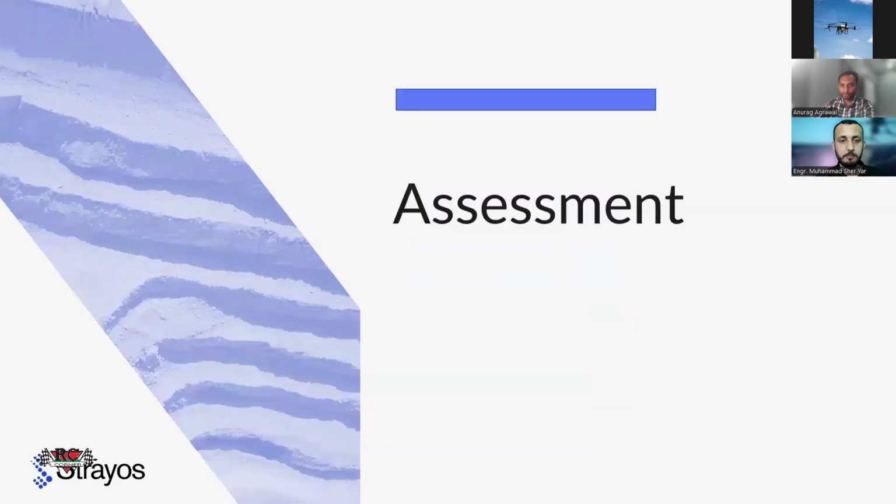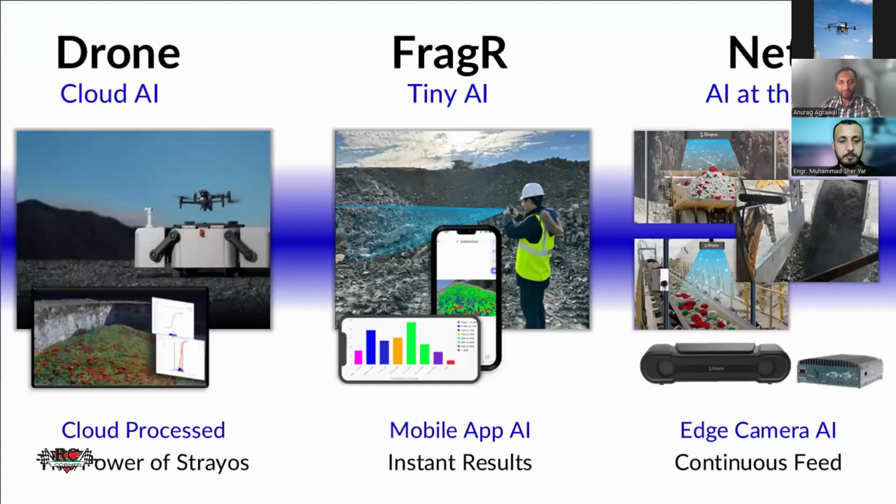Yeah, so what is the next part? Next is the assessment. So we have three technologies: drone-based analysis, FragR for fragmentation analysis, which is a mobile application, and Netra, where the dumper is passing at the conveyor belt or at the pressure point. So by using all three technologies, you can analyze your fragmentations.